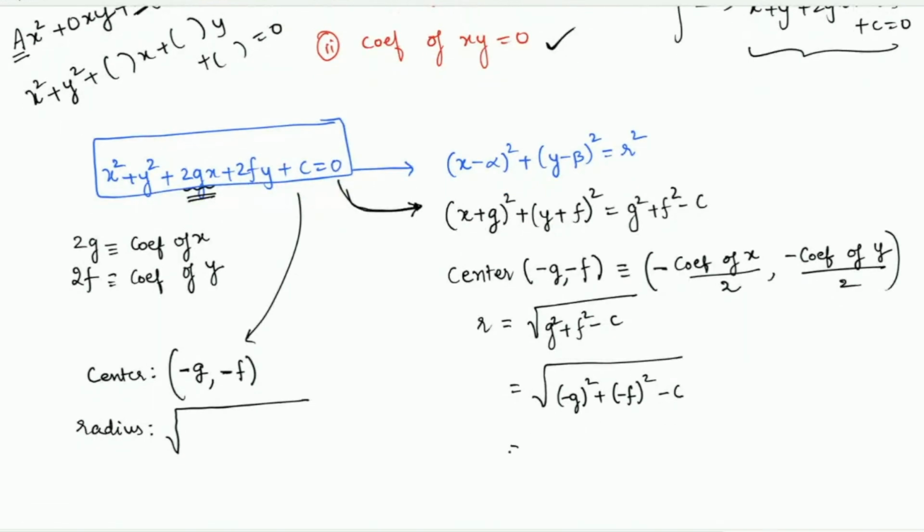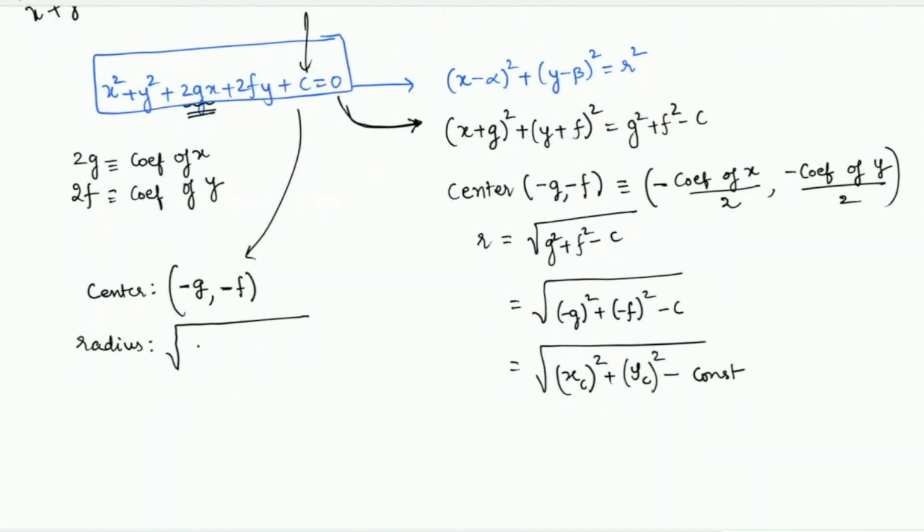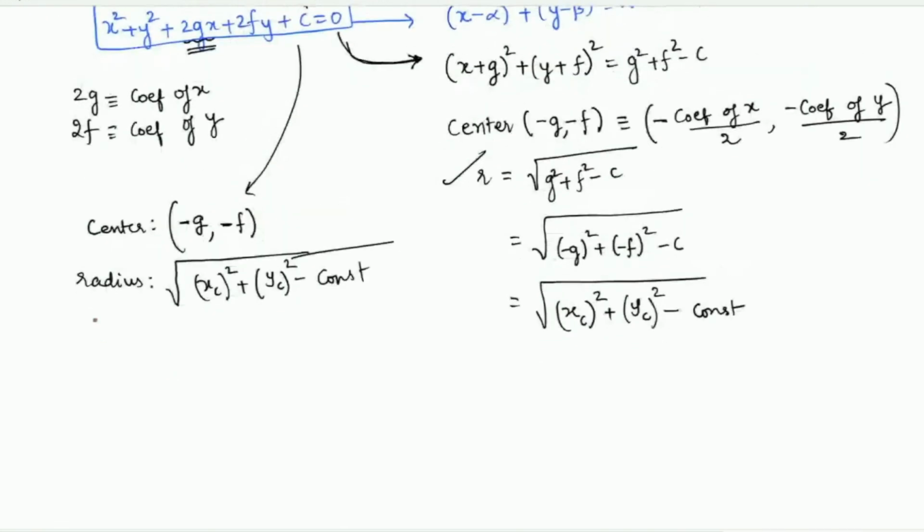Okay, but what is minus g? Minus g is the x coordinate of the center, its square. Minus f is the y coordinate of the center, its square. And c is the constant term. What is the radius? Under root of x coordinate of center square plus y coordinate of center square minus the constant term. I am remembering it like this, or you can remember it like this also. It's up to you.